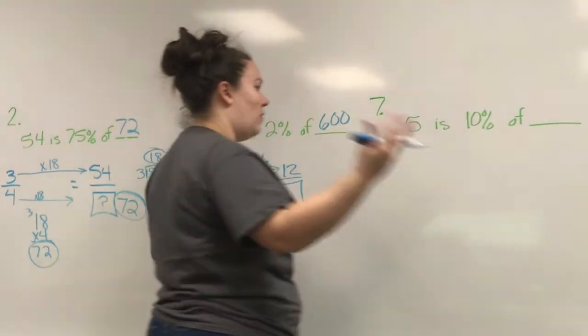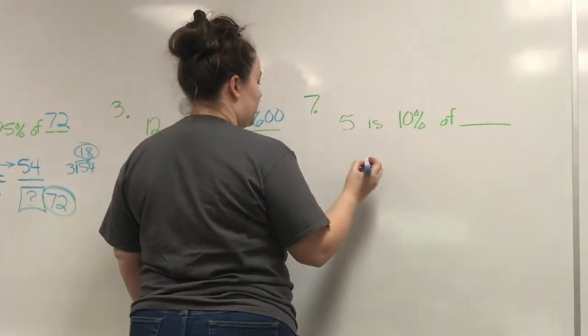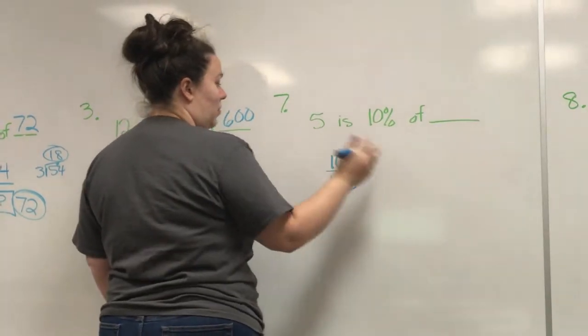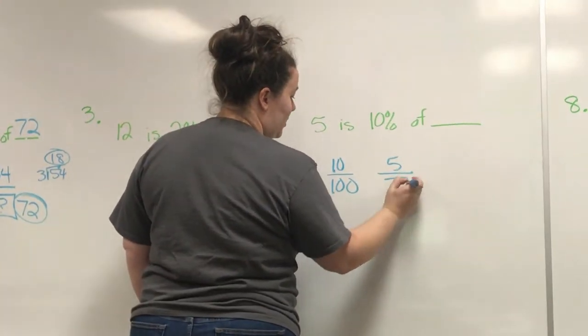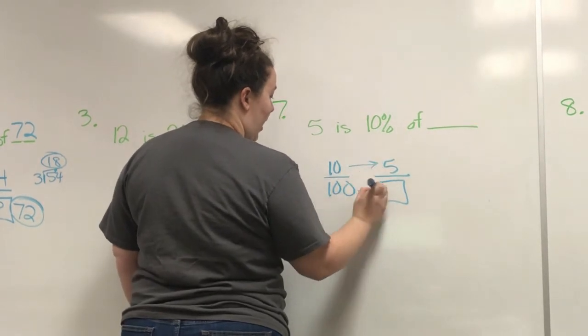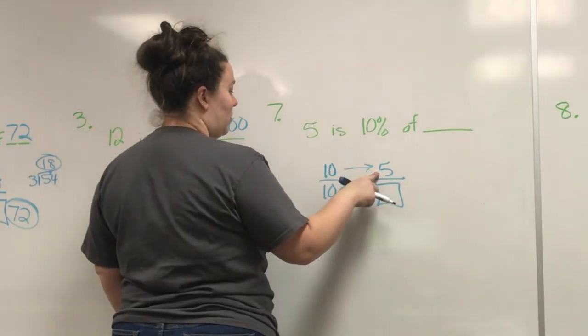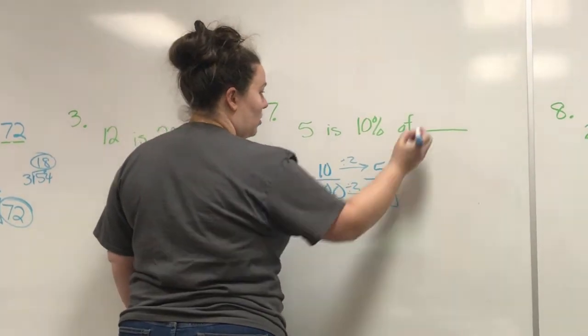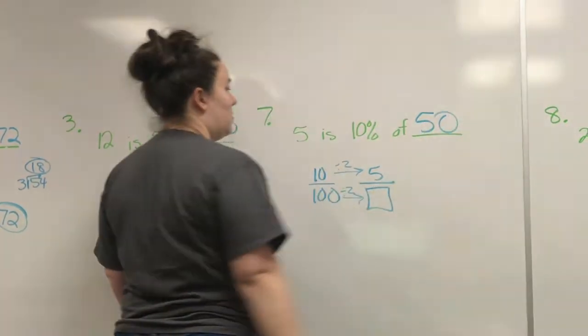Okay? Follow the same steps. Put the percentage over 100. Put the whole number over a missing box. How did we get from 10 to 5? We divided by 2. Divide by 2. 50.